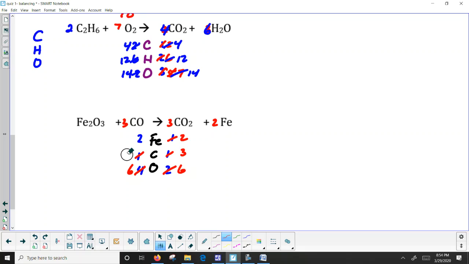I'm going to have 3 carbons and my iron is balanced. And so the whole reaction's balanced, and that's it. So some of these, like this last one, you might be stuck in a rut. If you are, just try a different approach. Eventually you'll get it. Okay, that's it.